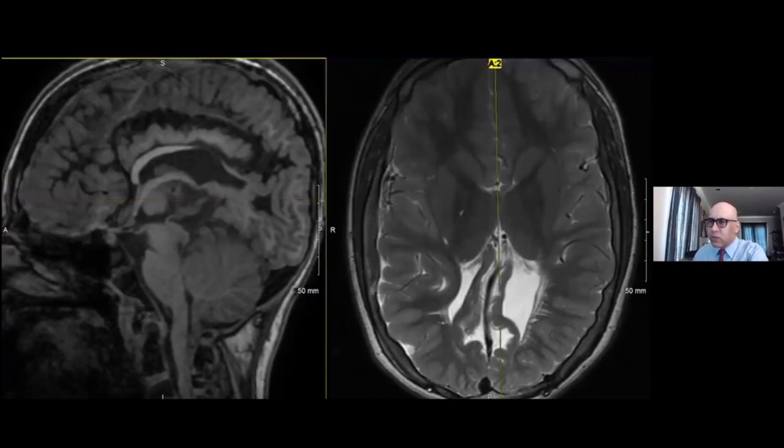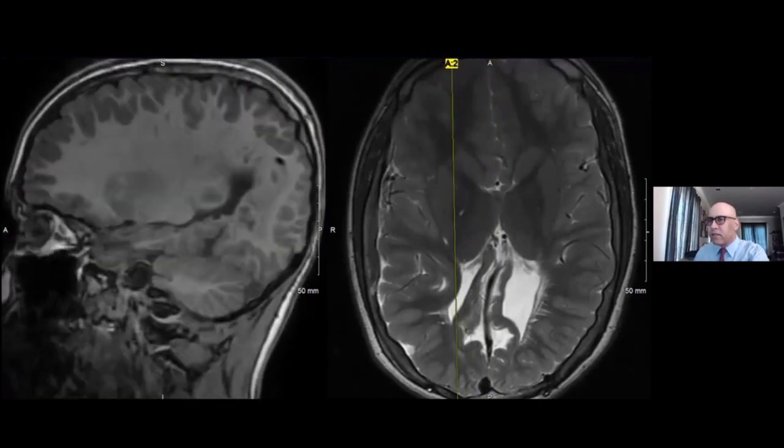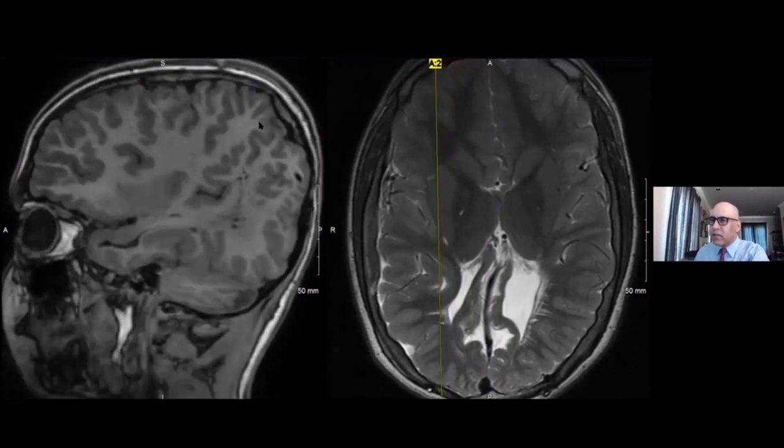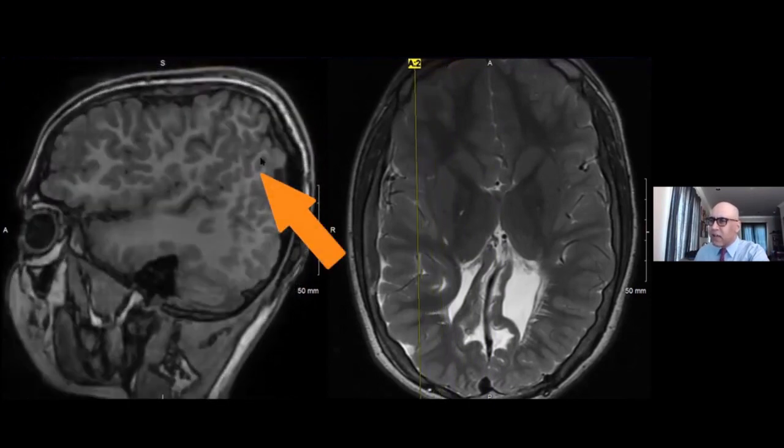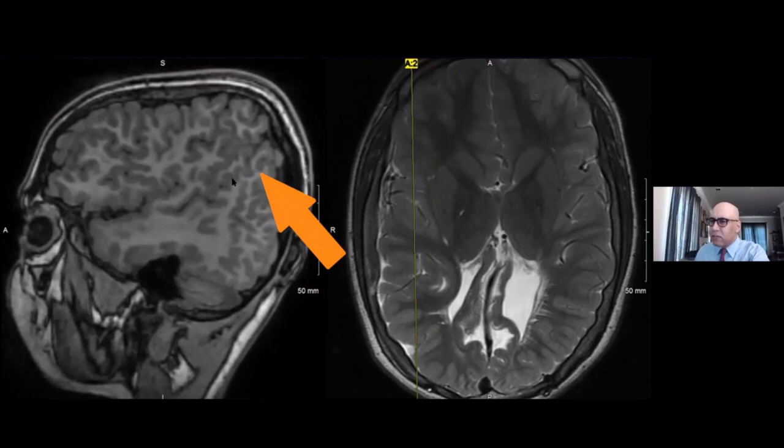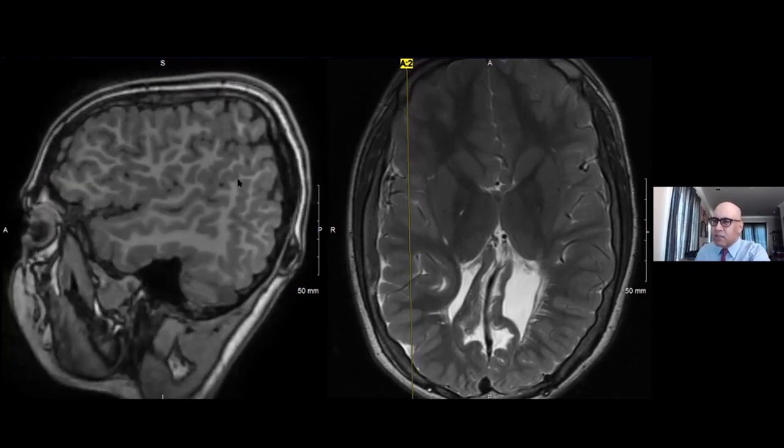Now, there's some additional features we can see. If we go off to the side into a parasagittal image, we can see a lot of these sulci are fairly narrowly spaced and shallow. But this is not true polymicrogyria. Polymicrogyria represents a malformation of post-migrational organization. This represents an entity called stenogyria. That's something that's commonly seen in a Chiari type 2 malformation.